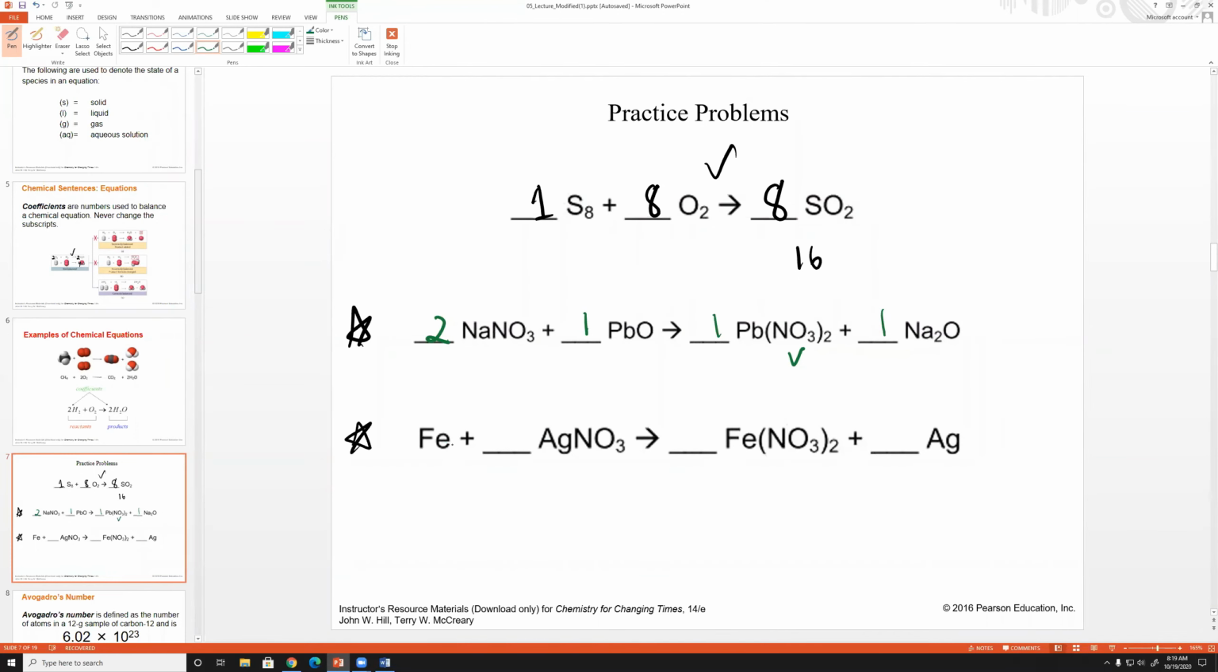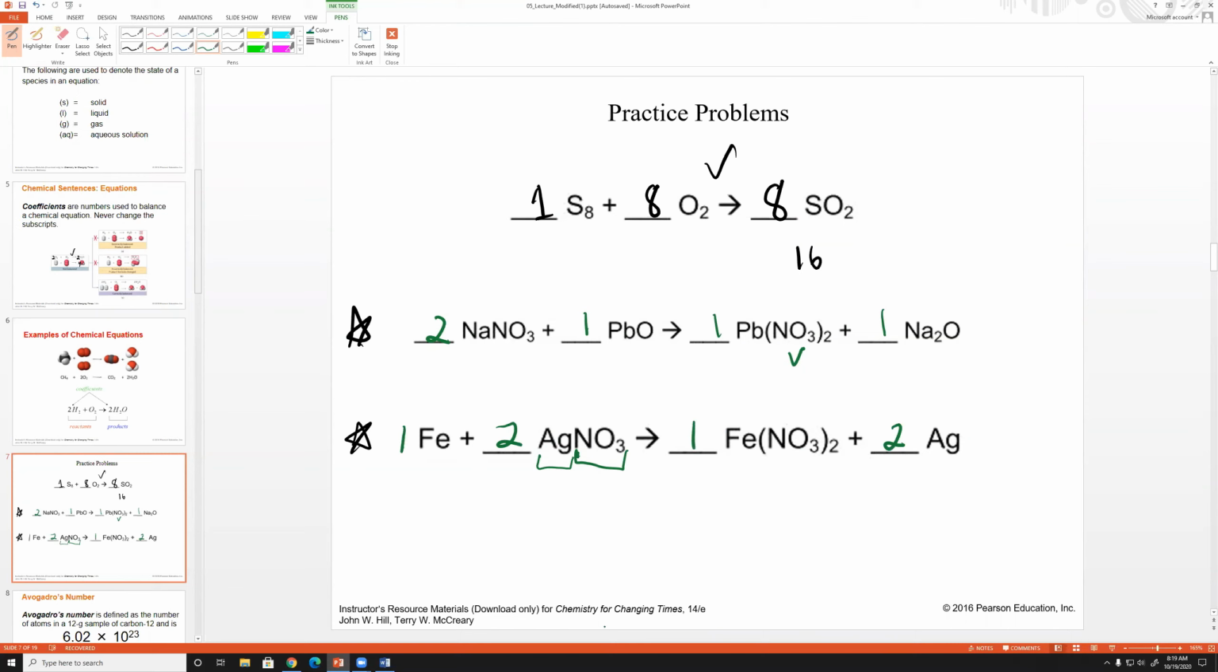So we have Fe, and then we have Fe. So we're good there. Ag, we have Ag, so we're good there. Now NO3, so more nitrate, right? So we're going to balance the entire entity of NO3. So we have NO3 2, so we have to put a 2 right here. Now that changes the number of silvers, of Ag. So now we have 2 Ag, so we have to put 2 Ag over here on the right side. And that balances the equation. And everything else is 1.